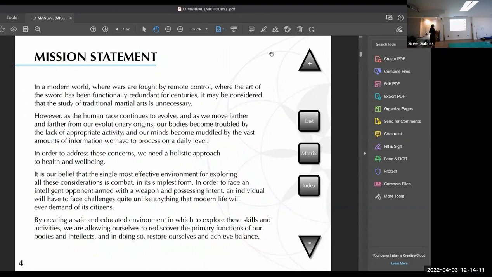By creating a safe and educated environment in which to explore these skills and activities, we are allowing ourselves to rediscover the primary functions of our bodies and intellects, and in doing so, restore ourselves and achieve balance. Right? So it is what it says on the tin.